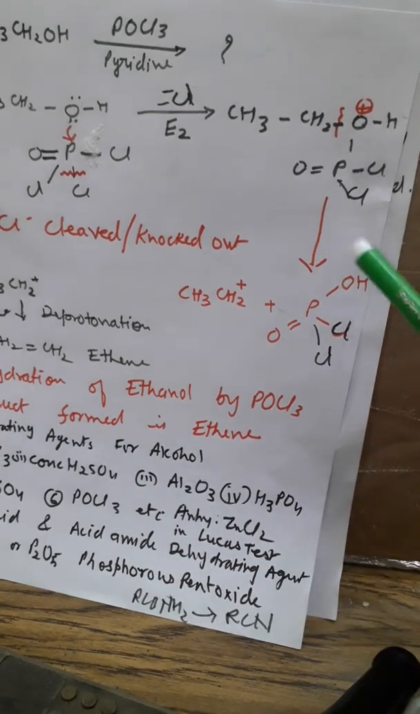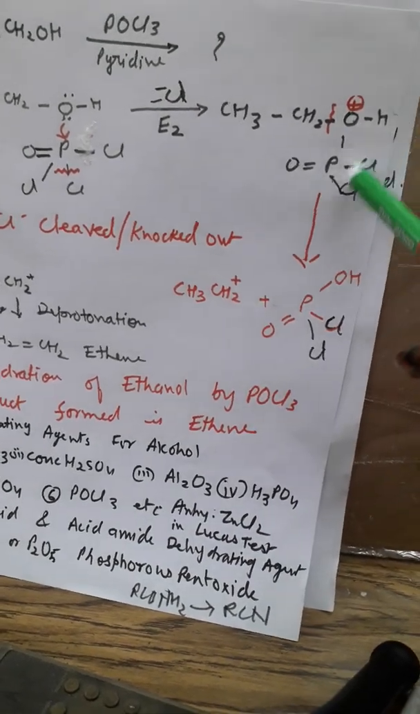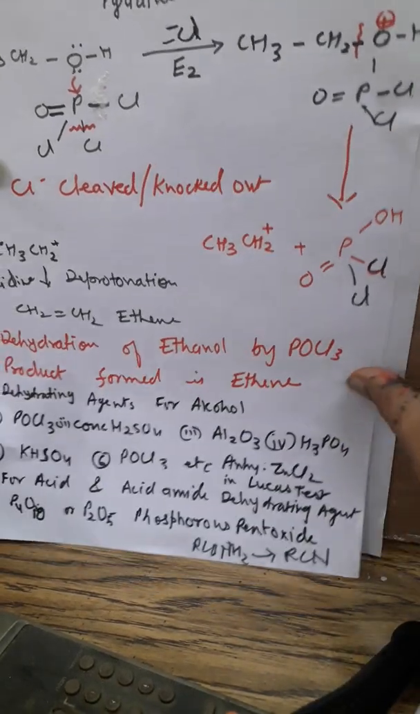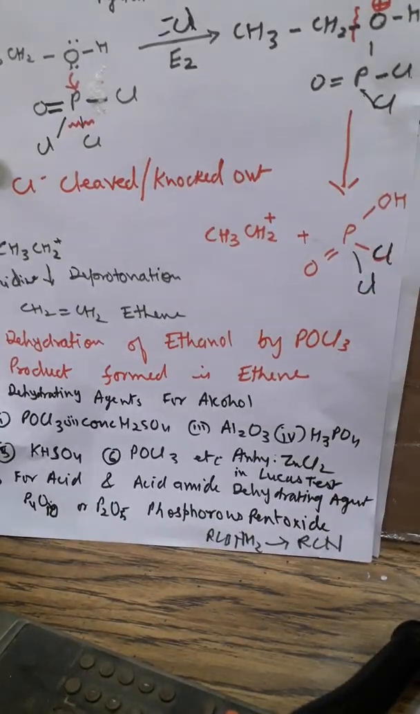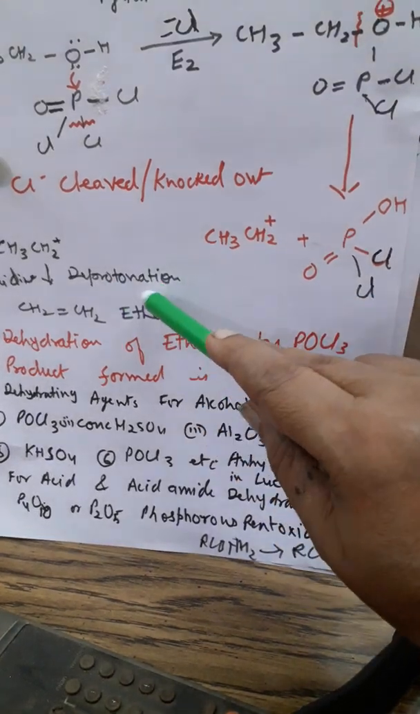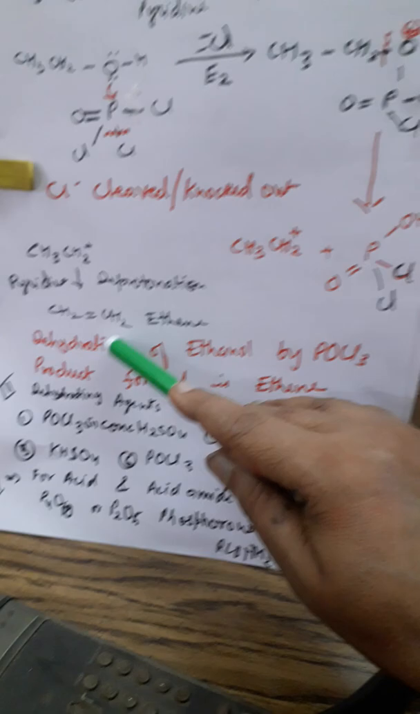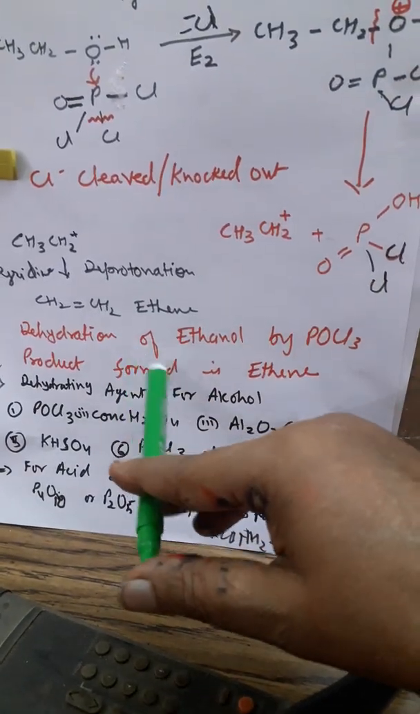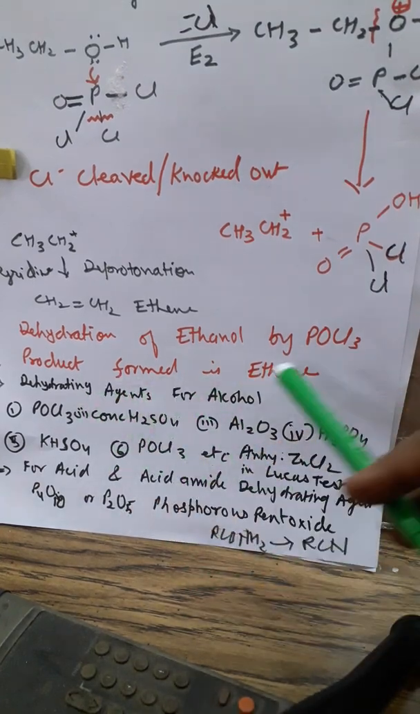So after that it will be cleaved, and we will get this dichloroester. Okay, we get a chlorophosphate ester, I told you separately. Then we get a carbocation, and then pyridine deprotonates this carbocation, giving you an alkene. So the next question was dehydration of ethanol by POCl3, and the product formed is ethene.